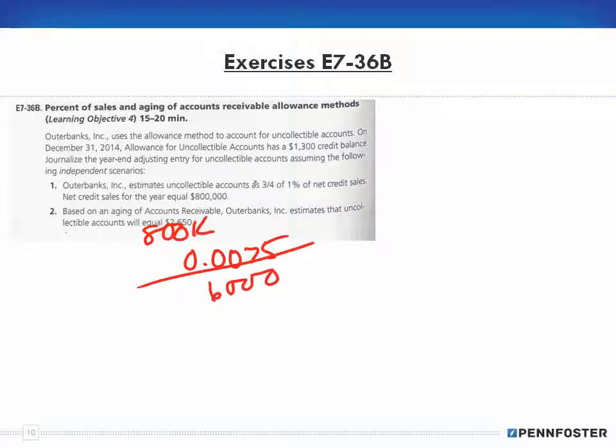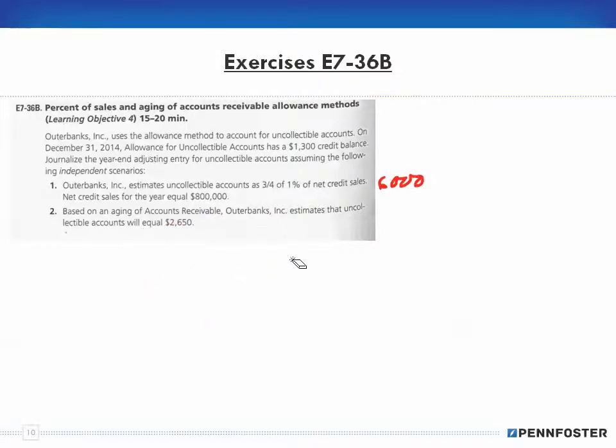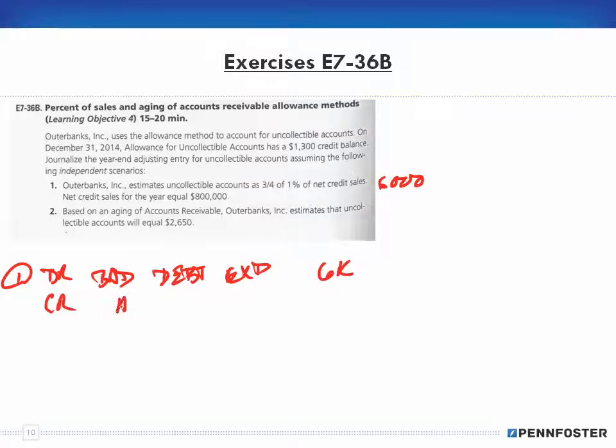So for number one here, my estimate is $6,000. So my journal entry for number one is I'm going to debit bad debt expense for $6,000, and I'm going to credit allowance, and I'm not going to write it out, allowance for uncollectible accounts of $6,000.